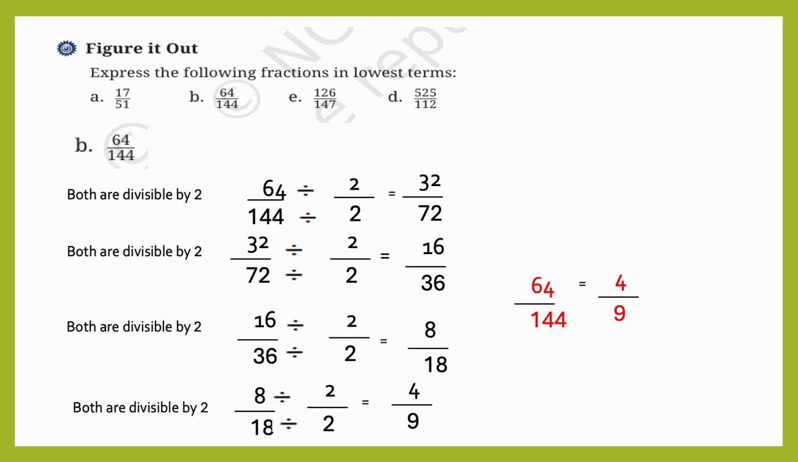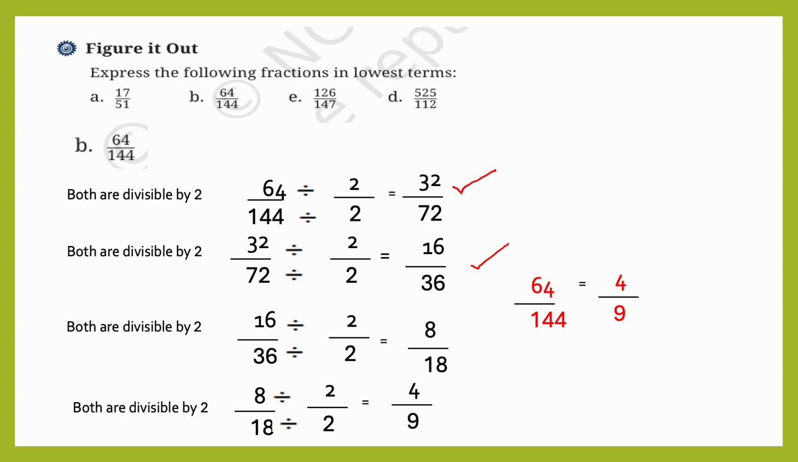See next one, 64 by 144. Both are even numbers, so divisible by 2. So 64 by 144, you divide both numerator and denominator by 2. Then we will get 64 by 2 is 32, 144 divided by 2 is 72. Again 32 and 72, they are even numbers. They are divisible by 2. So when you divide both numerator and denominator by 2, you will get 16 by 36.